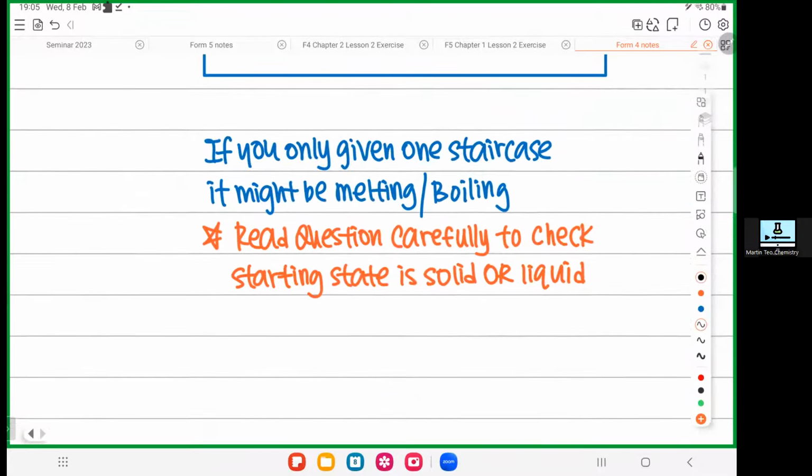Okay? So can you please let me know in the chat box, are you okay with this concept? So it's not very hard, isn't it? It's not very hard, but you have to be very, very careful, okay?